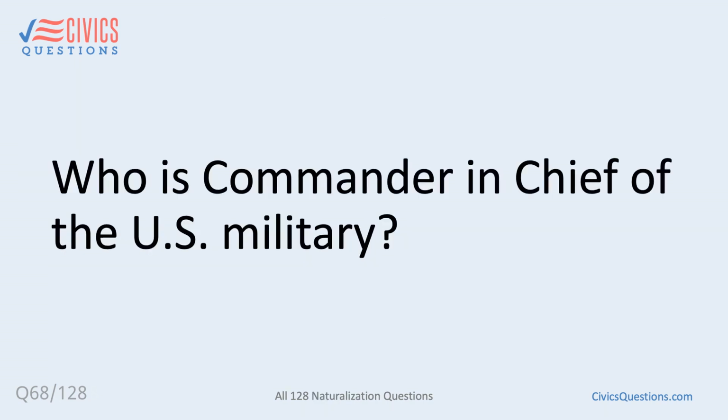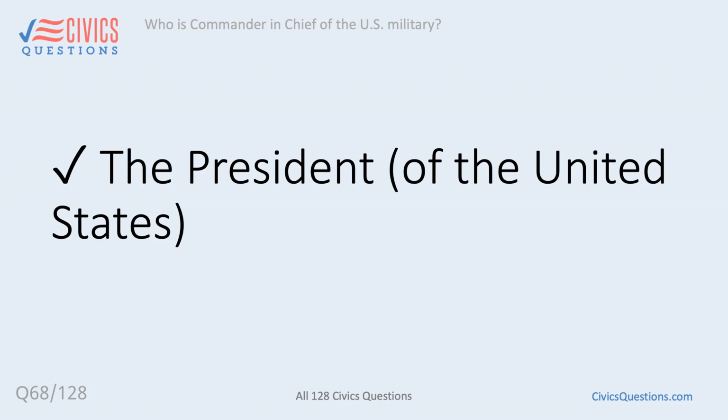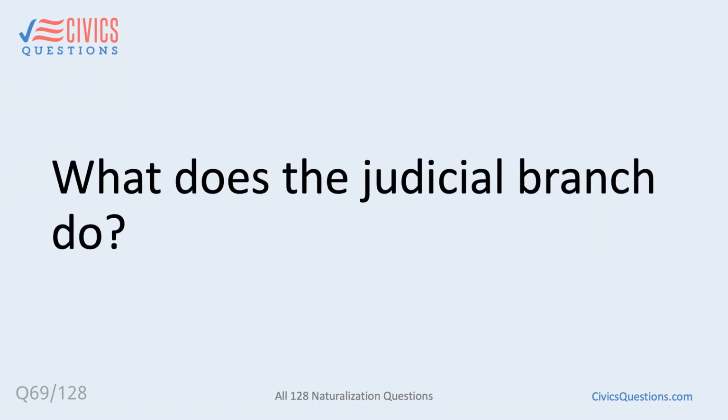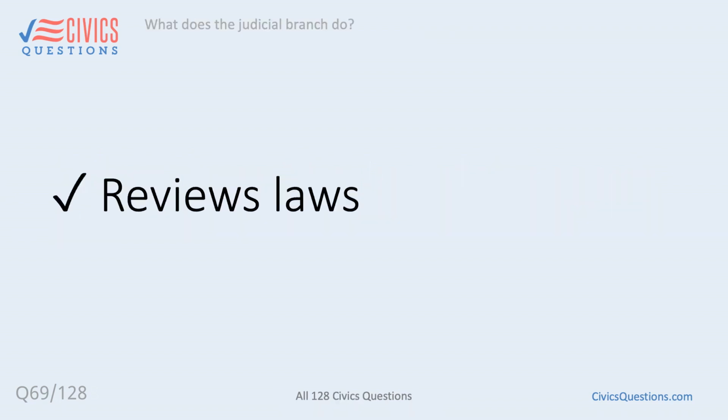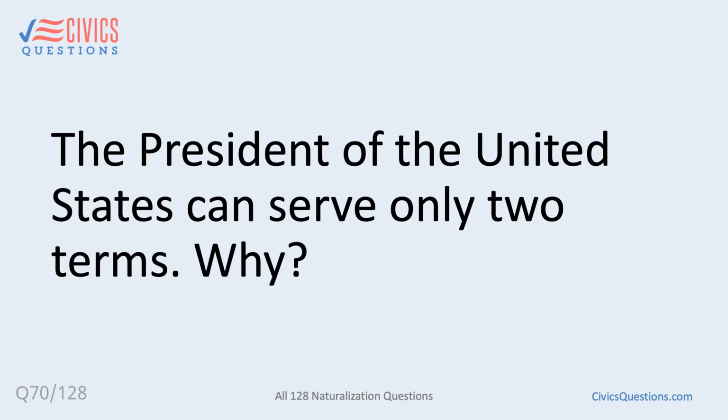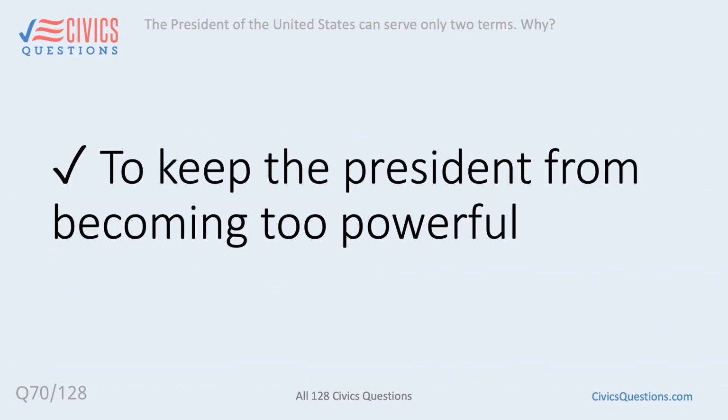Who is Commander-in-Chief of the U.S. military? The President of the United States. What does the judicial branch do? Reviews laws. The President of the United States can serve only 2 terms. Why? To keep the president from becoming too powerful.